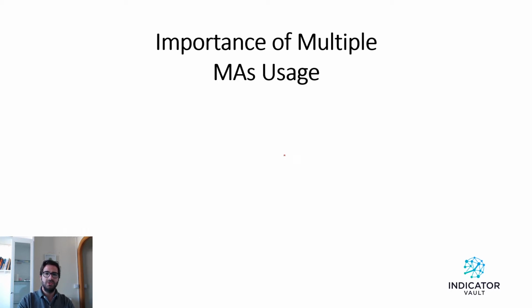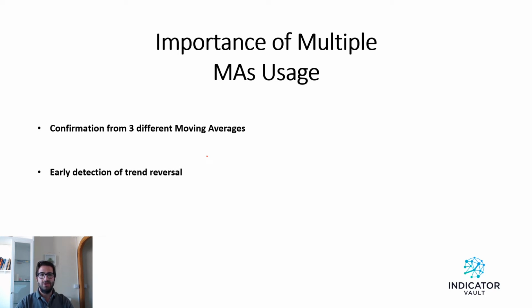We will introduce the importance of using multiple moving average. So why it's better to use multiple moving average? Because you will have a confirmation from 3 different moving averages. So if the 3 are in synchrony, this shows or agree on a certain direction. This is better than using one moving average. So you have 3 different confirmation. You will get an early detection of a trend reversal, which is the best.